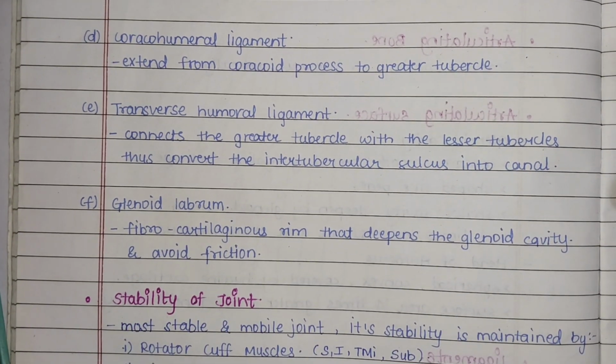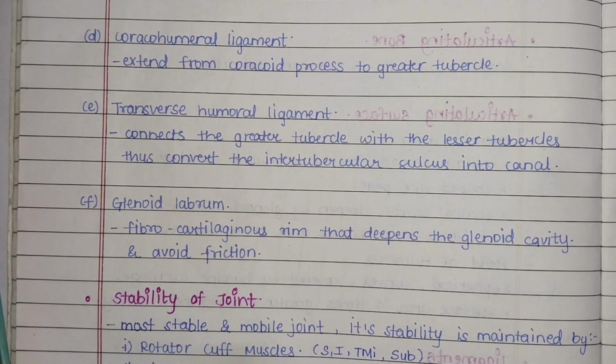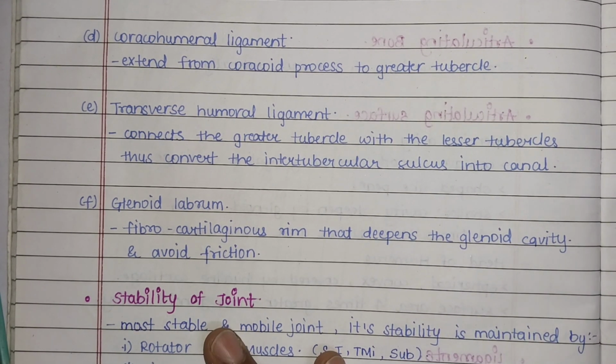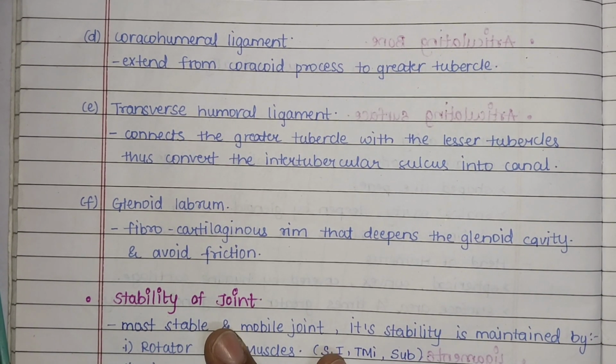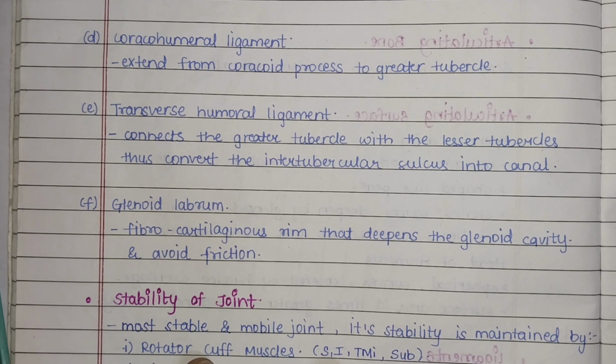Next is the glenoid labrum, which we also discussed earlier. That is a fibrocartilaginous rim that deepens the glenoid cavity to avoid friction. Now the whole point of making a glenoid labrum is that the glenoid cavity is not very deep, thus can cause a lot of fracture when a trauma is seen. To avoid this kind of fractures in the shoulder joint, this cartilaginous rim is present on the glenoid cavity, making the glenoid cavity more deep. Thus there is less chances of dislocation of the shoulder joint. We have seen such points in applied anatomy as well.